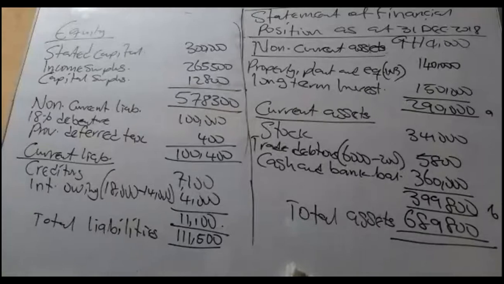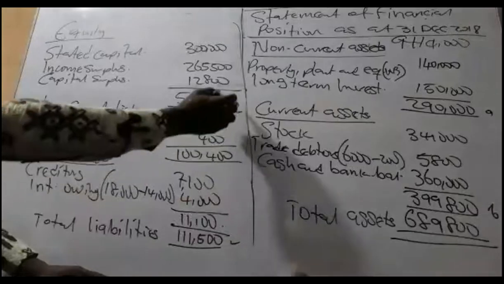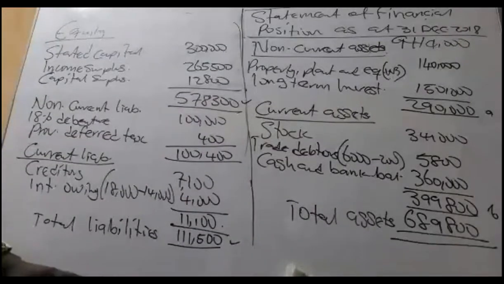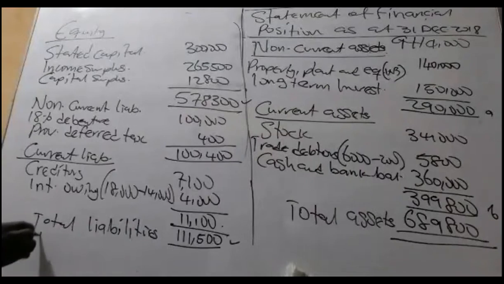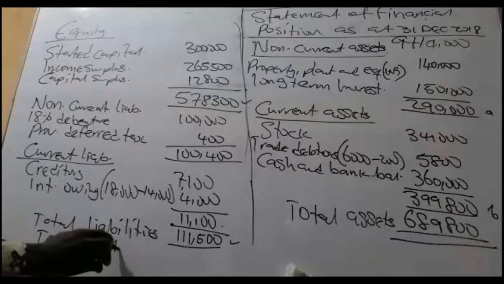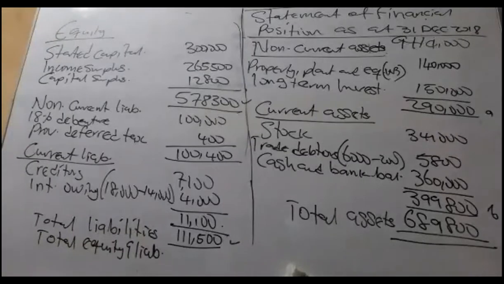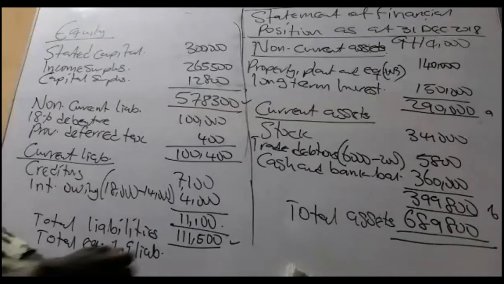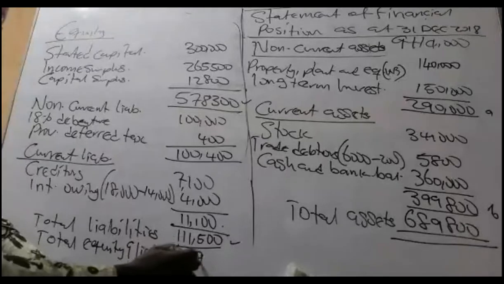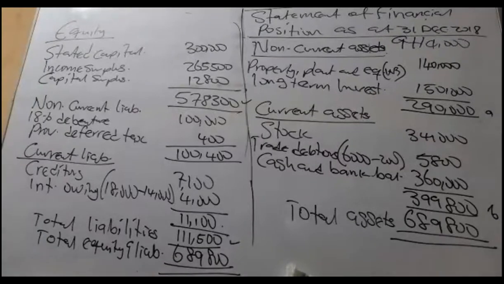Total equity and liabilities. So that one we add this plus what? The equity together. What are we getting? The total equity and what? Liabilities. In fact, okay, we get 689,800. Good. So that would be the answer.